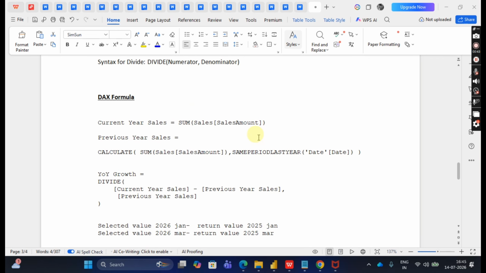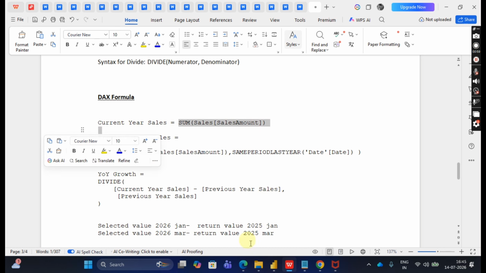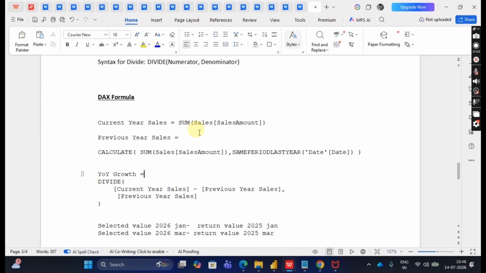In the first step, we are creating a measure called current year sales. The SUM function adds all the values from the sales amount column. So if the report is filtered to the year 2026, this measure gives the total sales for 2026. Similarly, if the filter changes to 2025, it automatically returns the total sales for 2025. If the report is showing 2026, Power BI adds all the sales values for 2026.